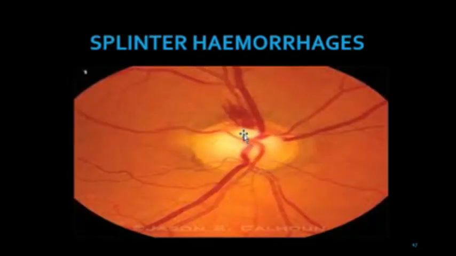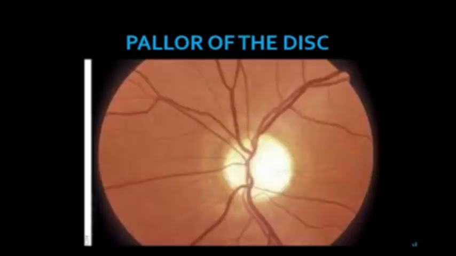Okay, now this is a case of splinter hemorrhage. You see like a splinter here. This thing here is a hemorrhage. You might not see it in all glaucoma cases, but when you see it, it's also indicative of glaucoma. And then this is pallor of the disc. Pallor of the disc is a paleness or a shiny whitish appearance of the disc. So you see that the disc is appearing as if it is pale. It could be indicative of optic atrophy, and can also be indicative of glaucoma.